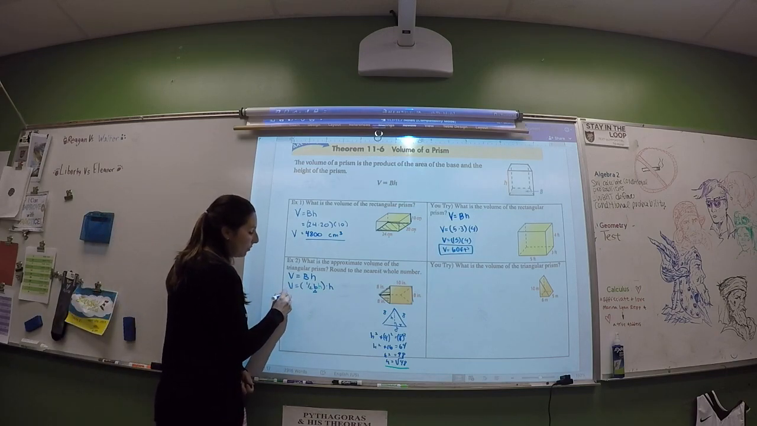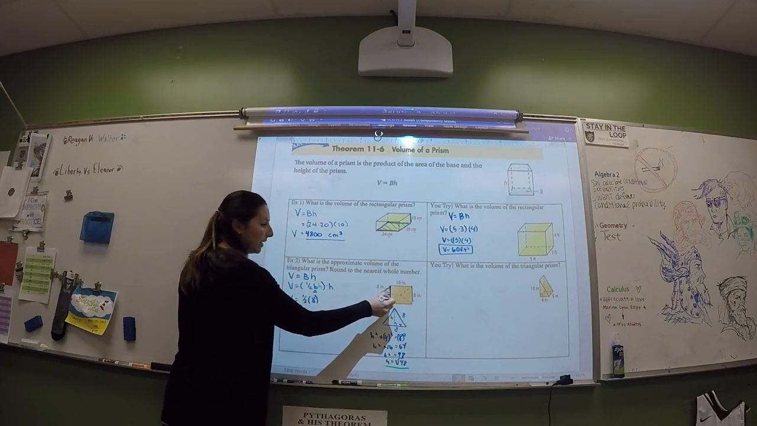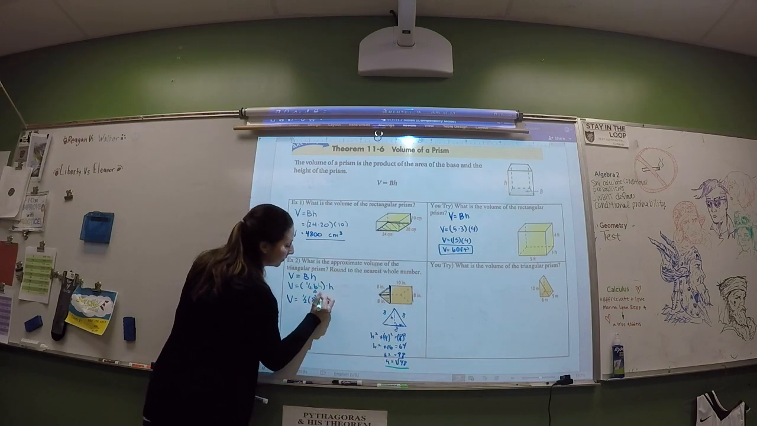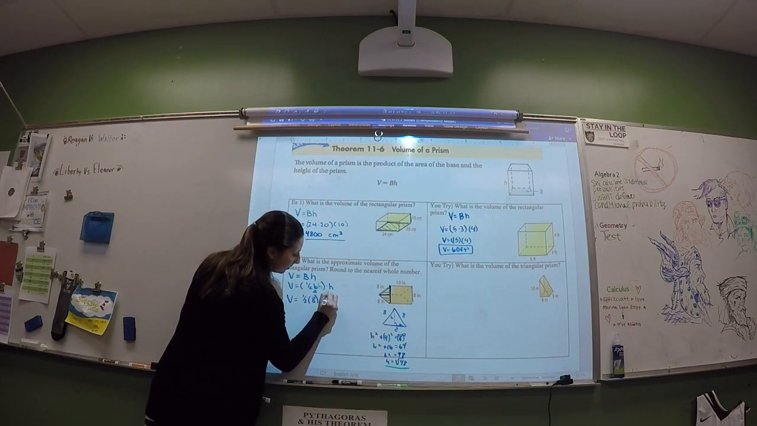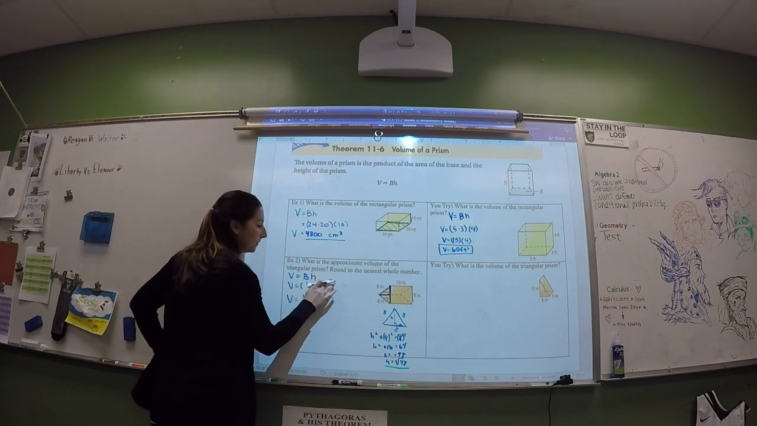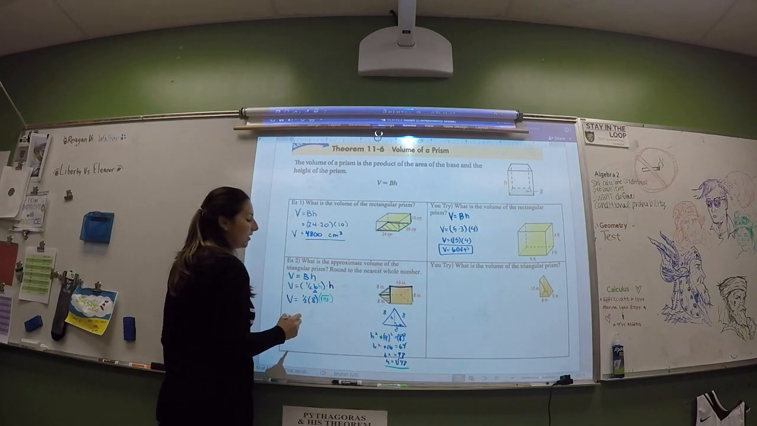Now what was the base of the triangle? Um, 8. The base of the triangle was 8. Remember, it was this base right here. Now what's the height of the prism? 10. 10 is the height of the prism.